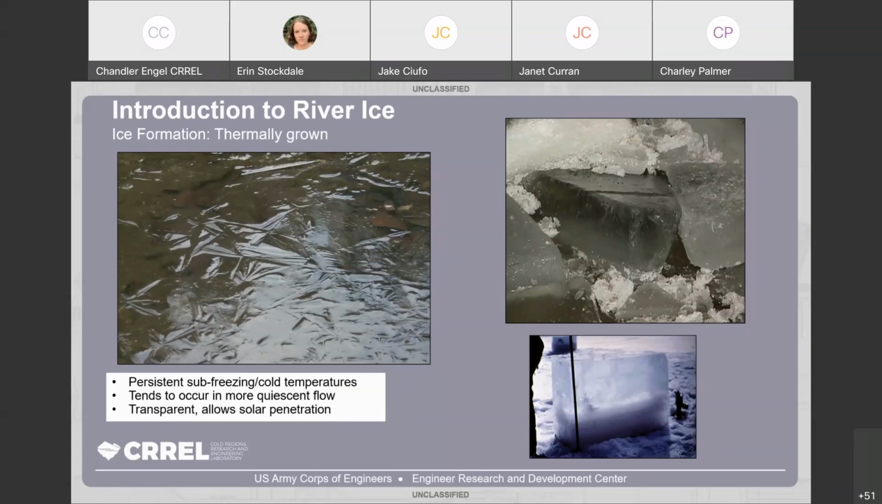It's an interesting property, and it can allow solar penetration through the ice cover, and water under the ice can absorb it. That can be an important detail depending on some particular ice formation processes, but it's a little bit in the weeds for this presentation. But it is important to know that solar radiation can still get through ice. It's not opaque, obviously.